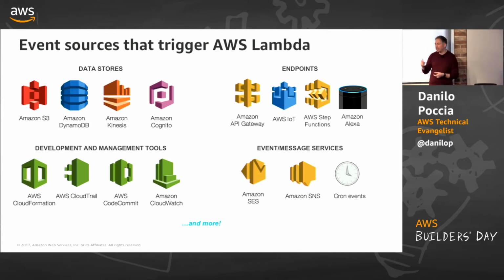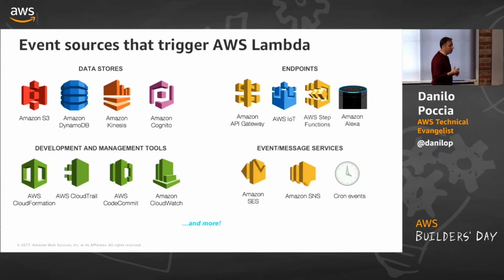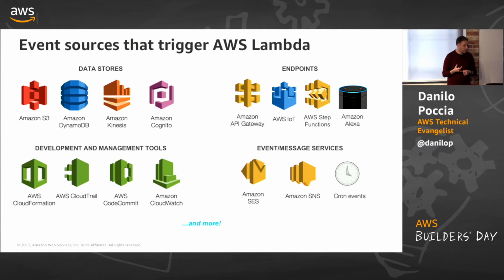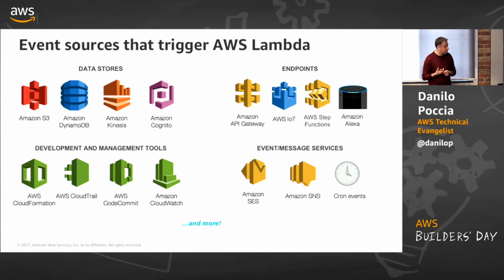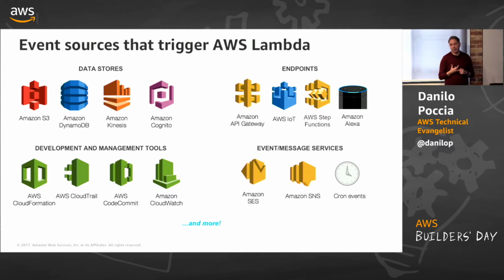There are also some tools that are used for automating the development and the management of your application, such as CloudFormation, that we will dive deeper into, or CodeCommit, a managed Git repository, or CloudWatch, a monitoring platform that we have. And all of these can trigger Lambda functions as well, and you can use this to automate, for example, your deployment, or something that happens when you do a deployment that must be automatically implemented.